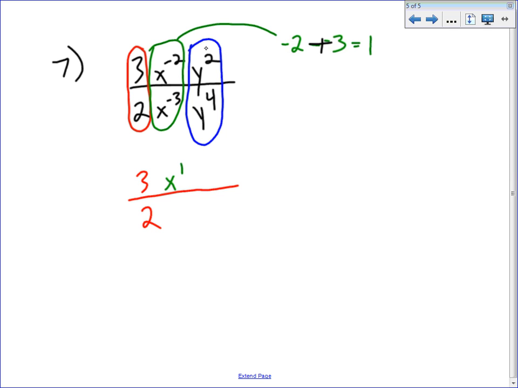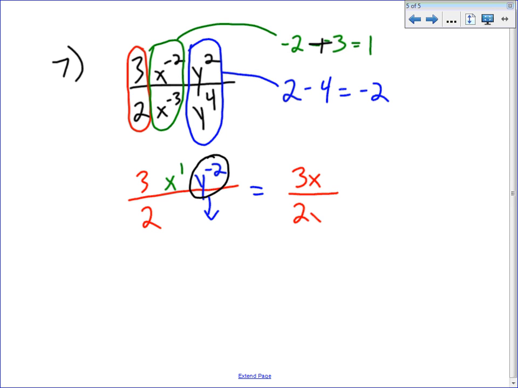Then we'll do our y's. They're similar bases in division, so again we can subtract the exponents. You take the top exponent minus the bottom one. 2 minus 4 gives us negative 2, so we're left with y to the negative 2 on top. Now we need to take it one step further because, as we notice, this is broken, and if we move it down that will allow us to be fixed, and we're left with 3x on top and then 2y to the second power on the bottom.